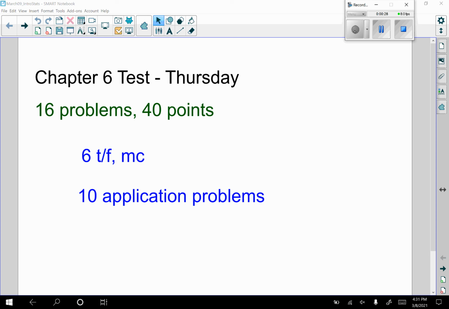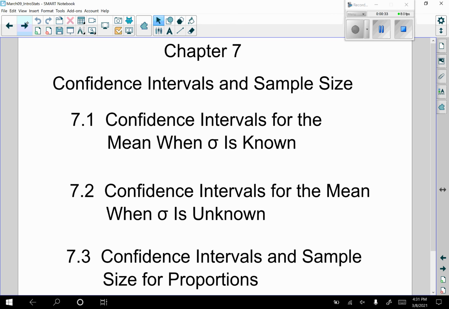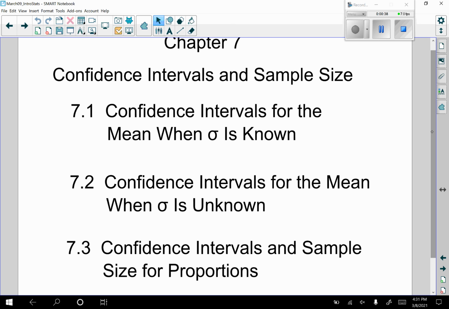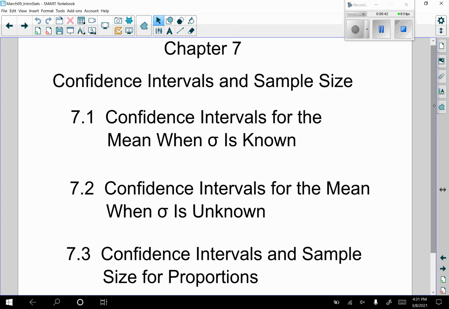But I do want to start Chapter 7 today. So chapter 7, like 6, only has 3 sections, and they're closely related. There's going to be some differences with them, depending on what we're asked to find. So this is truly the start of what we consider to be inferential statistics. So this whole chapter focuses on one topic called confidence intervals, and then we're also going to see how to calculate sample size.